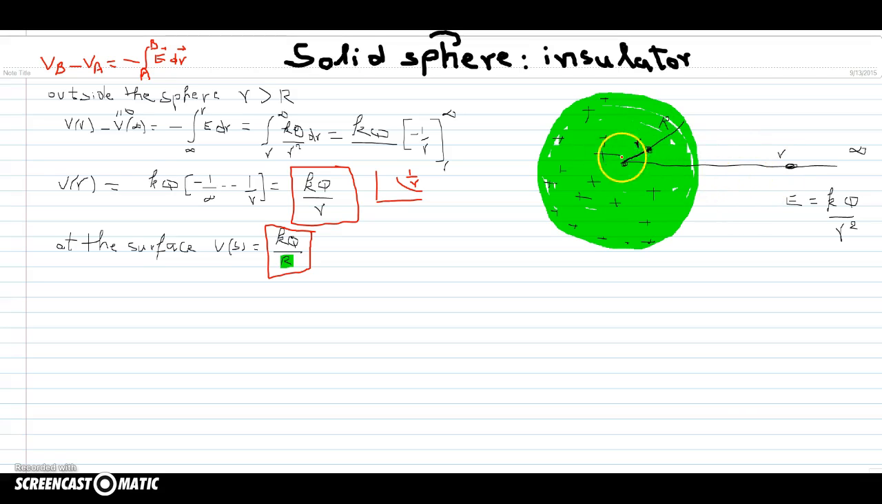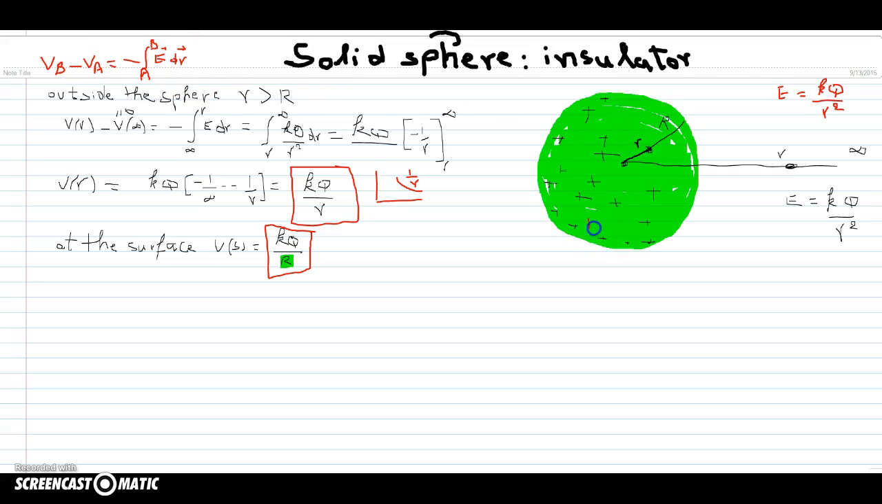Since this is an insulator, the field outside is given by this equation, so we know the field. The field is the charge Q times the constant over R squared. We did this using Gauss. So in this exercise, if you know E, can you find the voltage? This is what we are going to do.